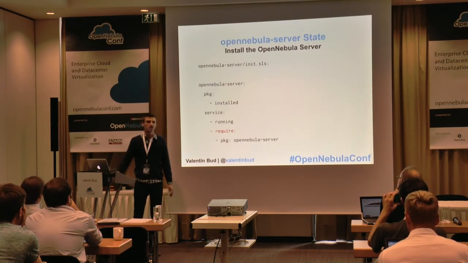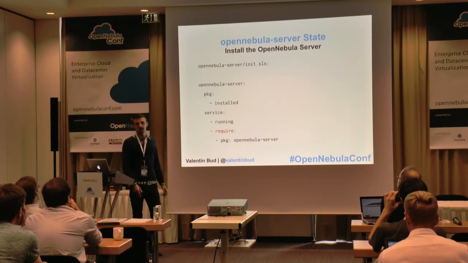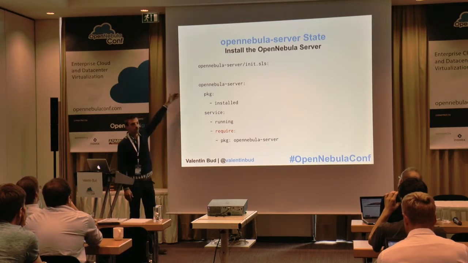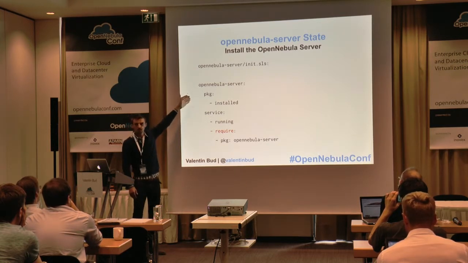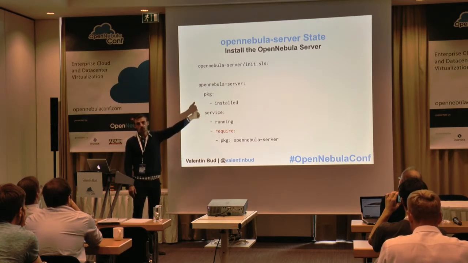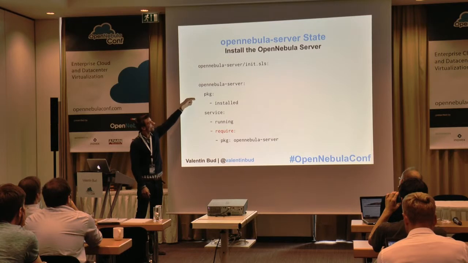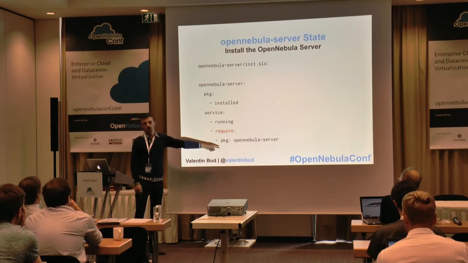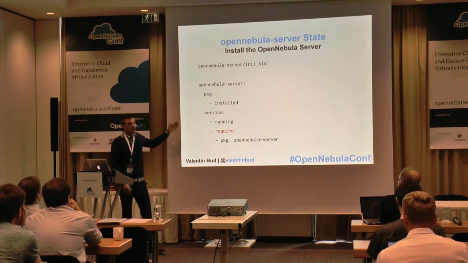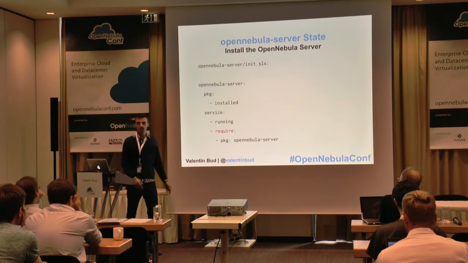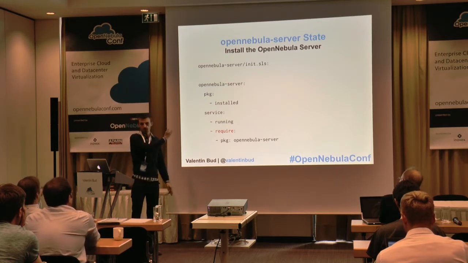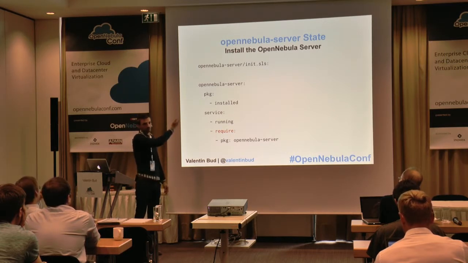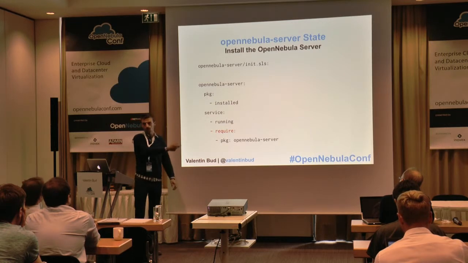For example, let's install the OpenNebula server using SaltStack, using a state. This state is purely a file in which you use YAML to represent the state in which you want your minion to be. For example, OpenNebula package installed, OpenNebula service running, require package opennebula-server. As you can see, this representation of data in YAML is really simple, and if you read it, for example, compare it to a Puppet manifest, you can really understand really fast what happens behind the scenes.